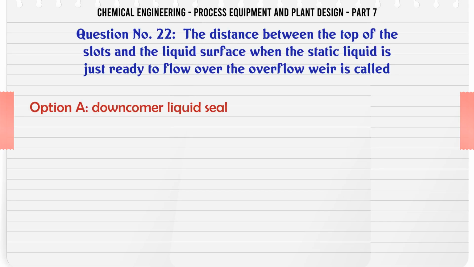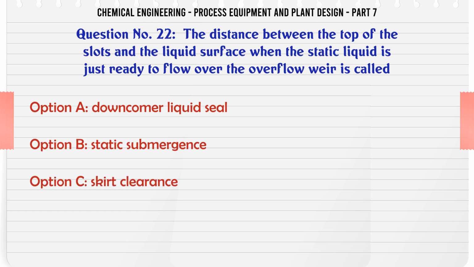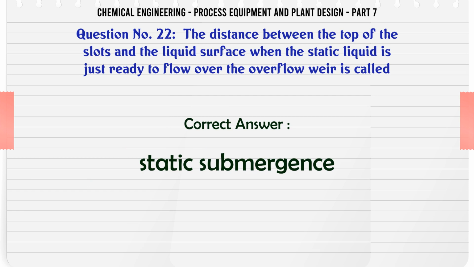The distance between the top of the slots and the liquid surface when the static liquid is just ready to flow over the overflow weir is called A. downcomer liquid seal. B. static submergence. C. skirt clearance. D. none of these. The correct answer is static submergence.